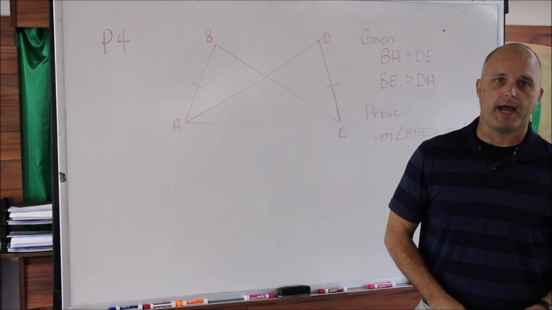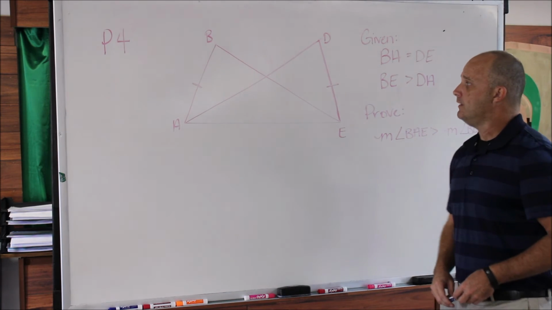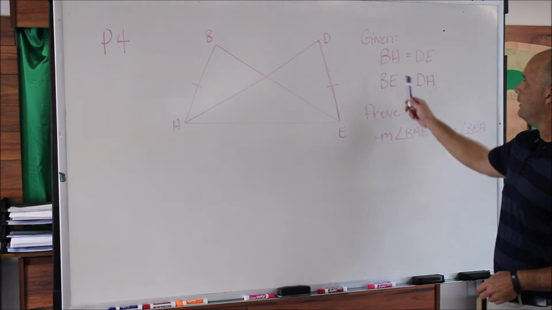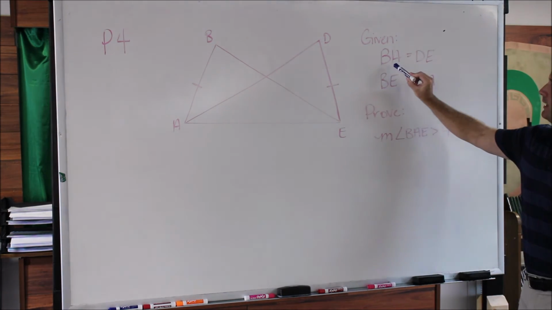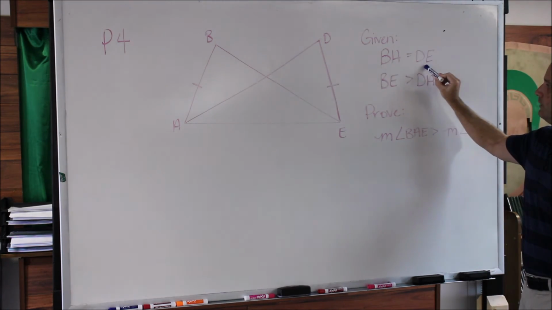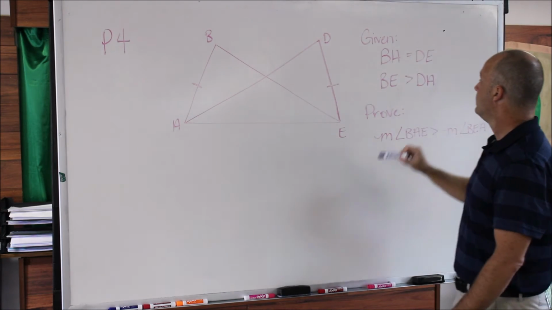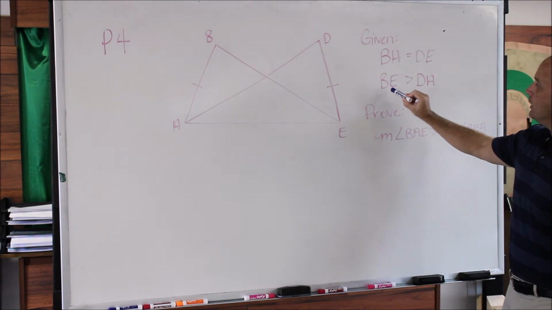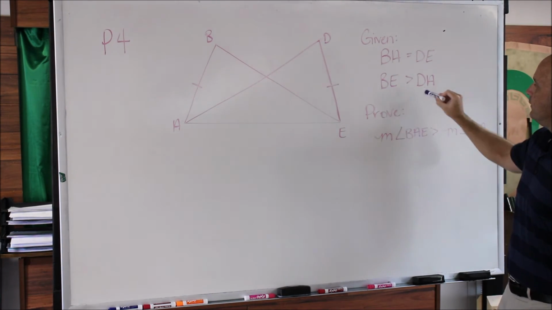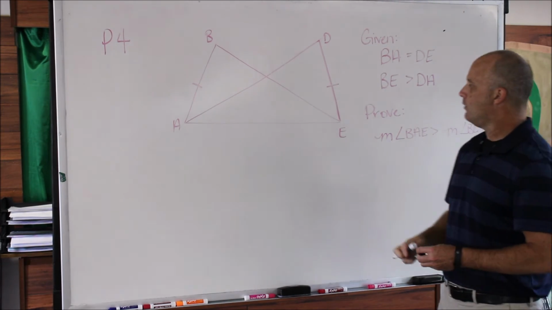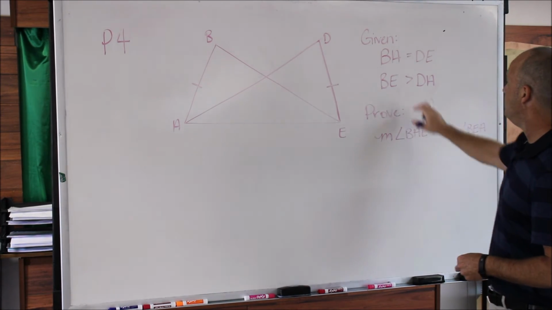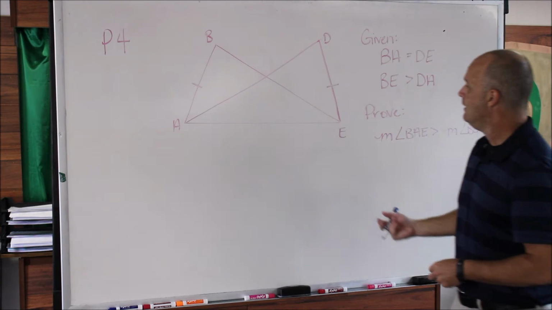In problem number 4, we're asked to provide a proof. In this case, we're given this drawing and this information. We're told that the length of BA is equal to the length of DE, and those have already been marked off with congruency markings. Then we're also told that the length of BE is greater than the length of DA. So let's go ahead and mark that off in some way. BE is greater than DA.